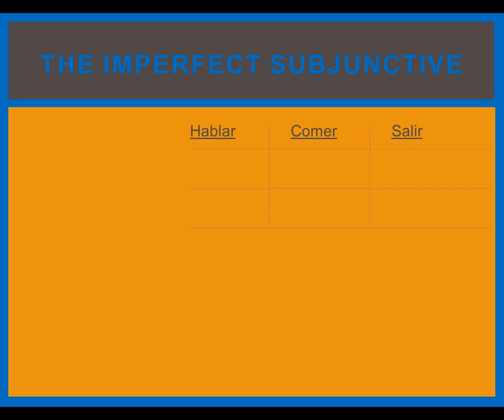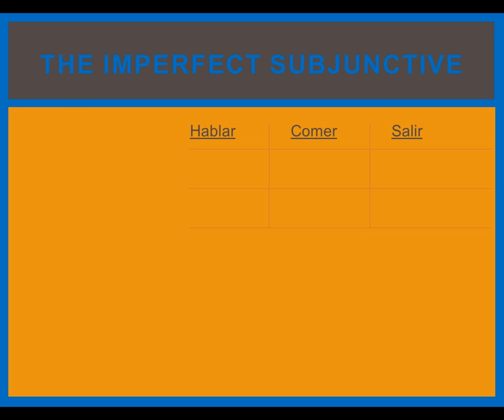This video will discuss how to form the imperfect subjunctive and discuss the irregular verbs you will come across. In the videos named the Subjunctive Mood Part 1 and the Subjunctive Mood Part 2, I discuss when to use the present subjunctive versus the imperfect subjunctive. To form the imperfect subjunctive, there are 3 steps.